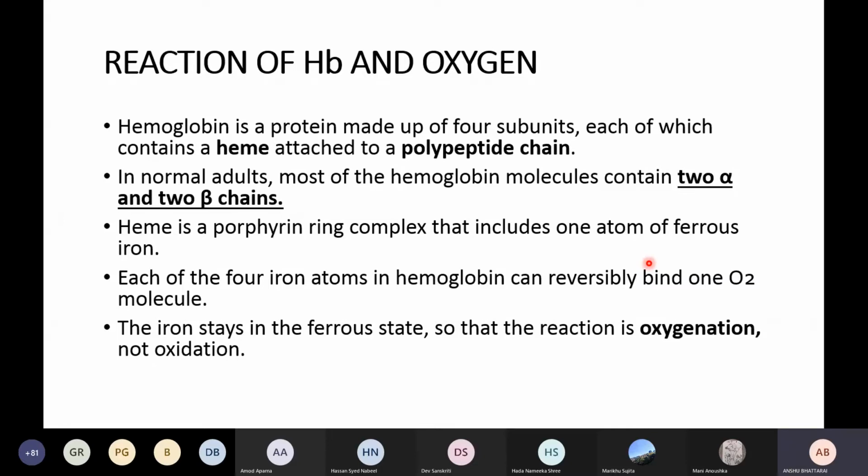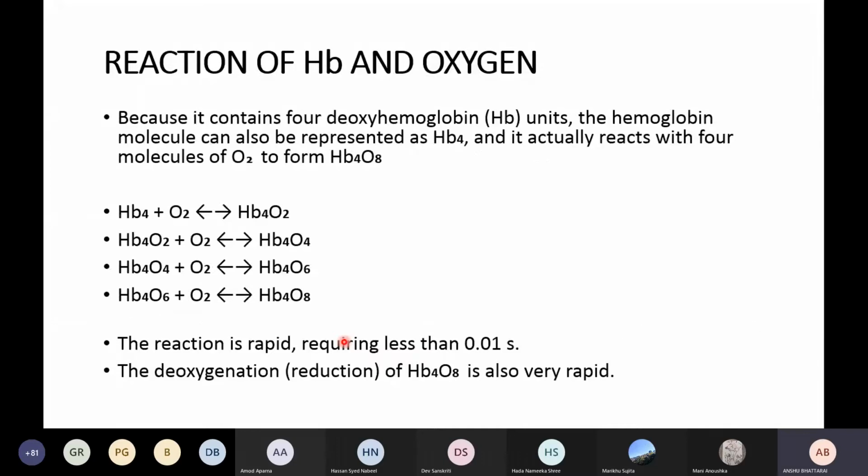And the iron always stays in the ferrous state. Oxygenation reaction takes place and not oxidation. It is not reduced. So this is a little bit about the structure of hemoglobin. This is important to understand the reaction between hemoglobin and oxygen.